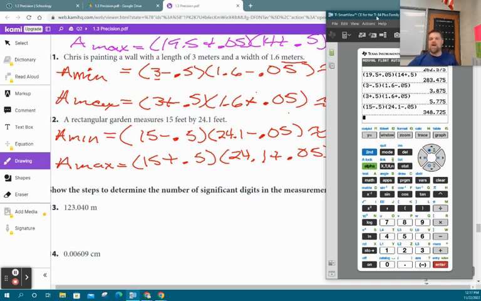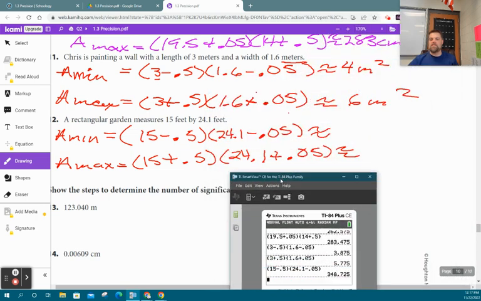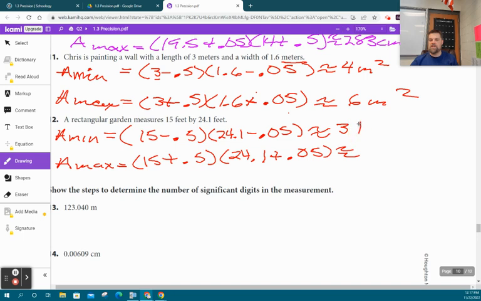All right, so what do I round to? What's the lowest, the least precise measurement? What value spot? Well, 15 is the least precise. That's to the 1 spot. So I got to round to the 1 spot. So what is that rounded to the 1 spot? It's 349, right? Yeah. So this is 349 feet squared.